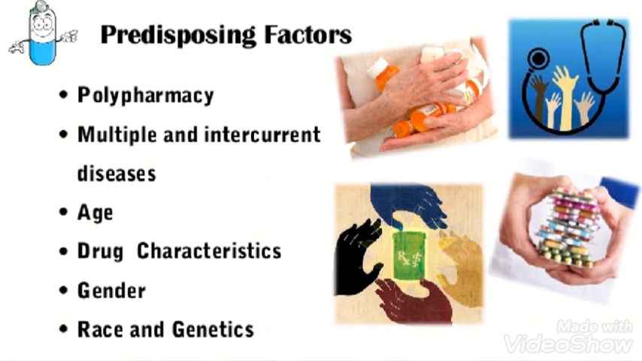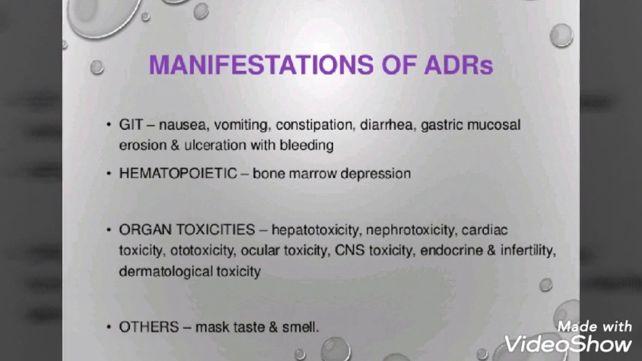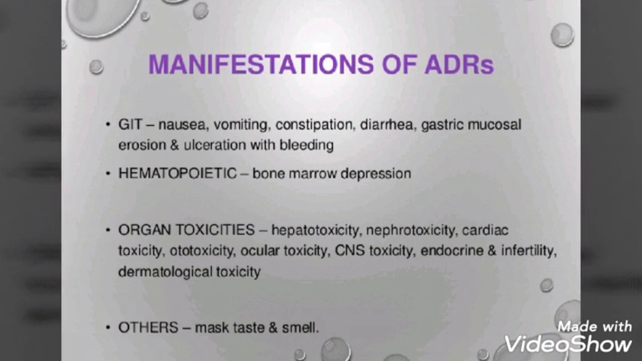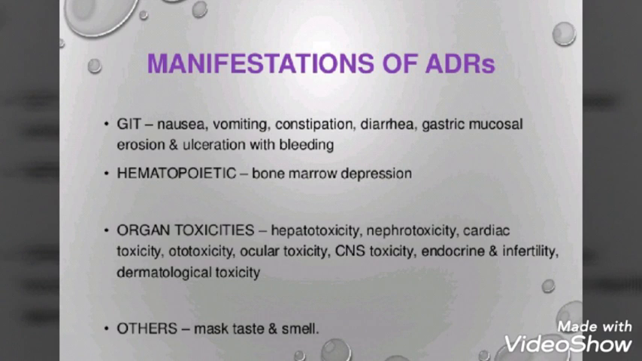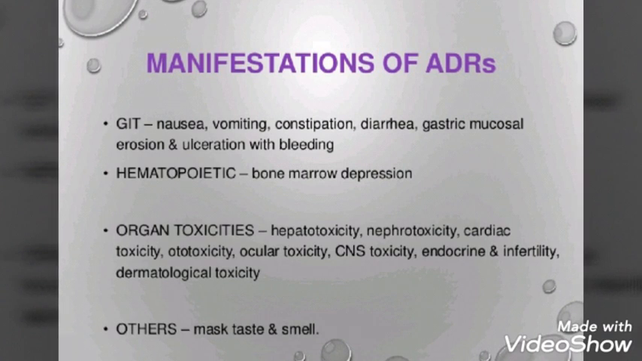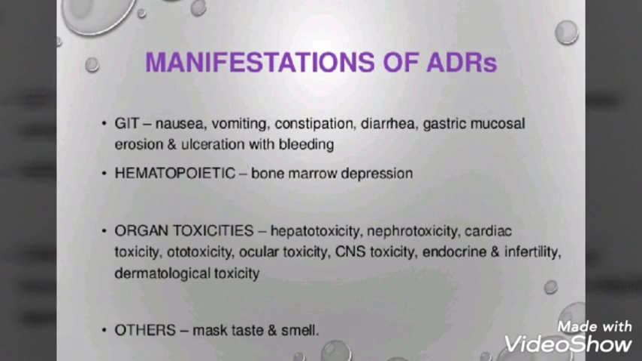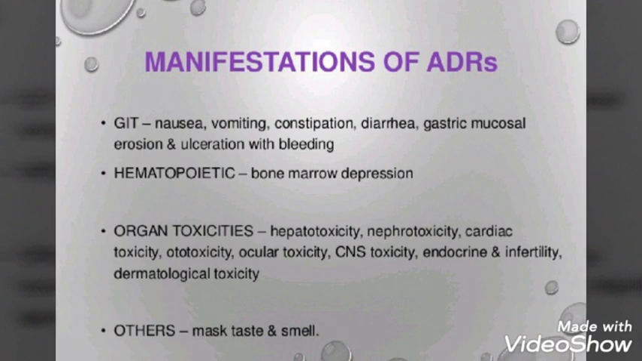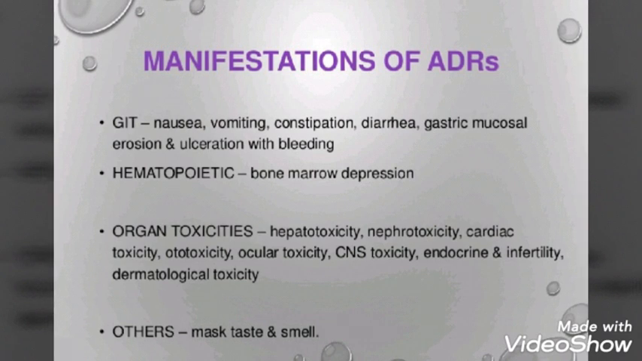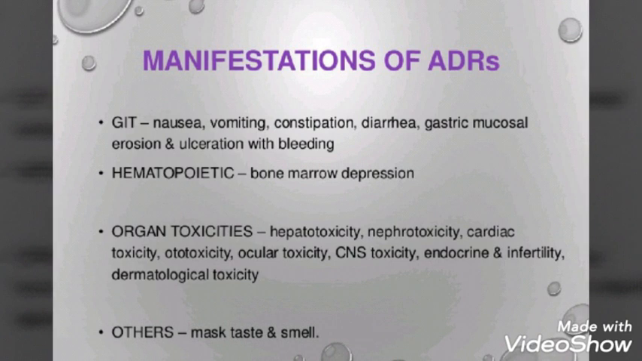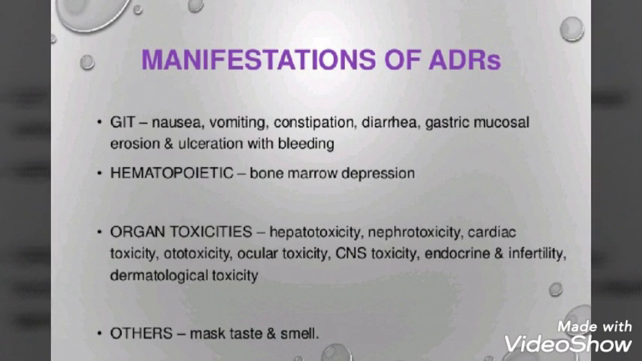Now let's see the clinical manifestations, that is, the signs and symptoms you are going to notice. In the GIT, that is the gastrointestinal tract, you are going to have nausea, vomiting, constipation, diarrhea, gastric mucosal erosion and ulceration with bleeding. Then hematopoietic: bone marrow depression. Then organ toxicities: hepatotoxicity, nephrotoxicity, cardiac toxicity, ototoxicity, ocular toxicity, CNS toxicity, endocrine and infertility, dermatological toxicity. These are the side effects you are going to notice in the patients. Others may have taste and smell changes.